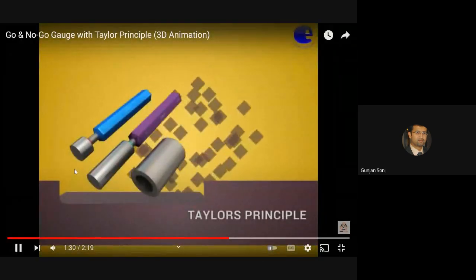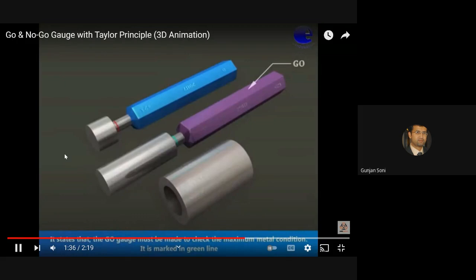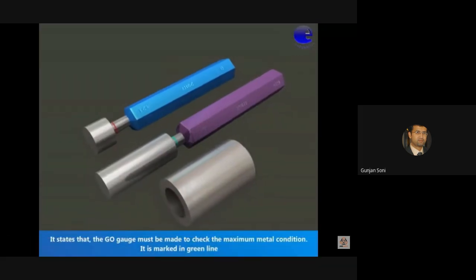Taylor's principle. In this video, we are going to see about Taylor's principle. It states that the go gauge must be made to check the maximum metal condition. It is marked in green line.